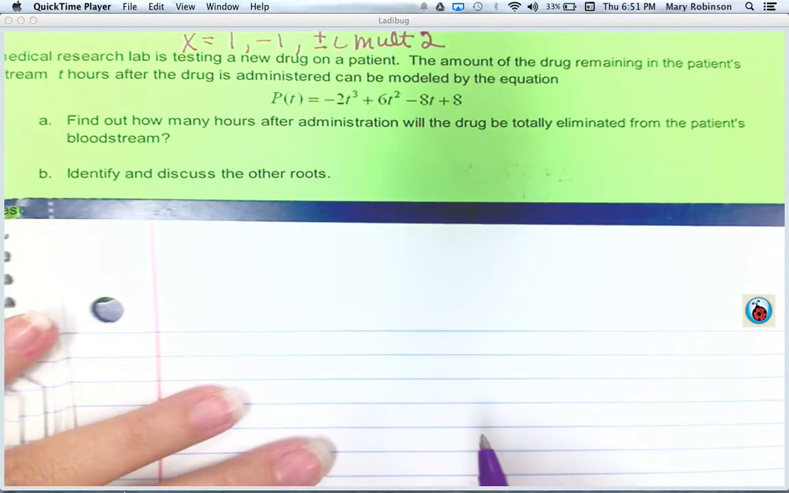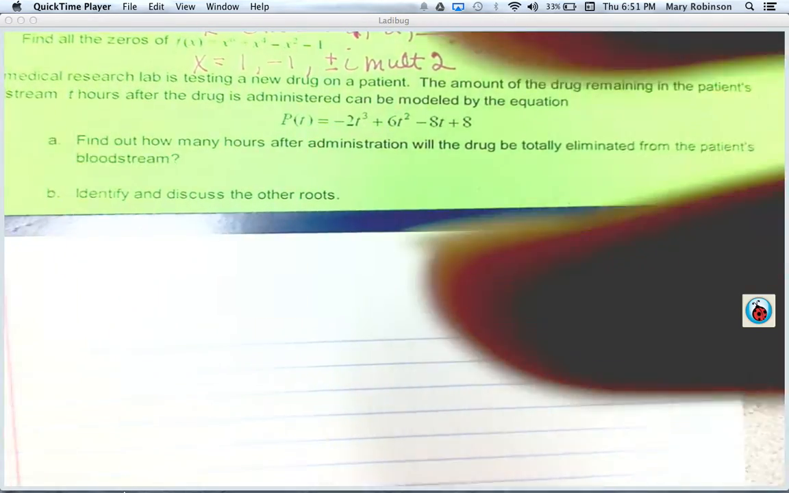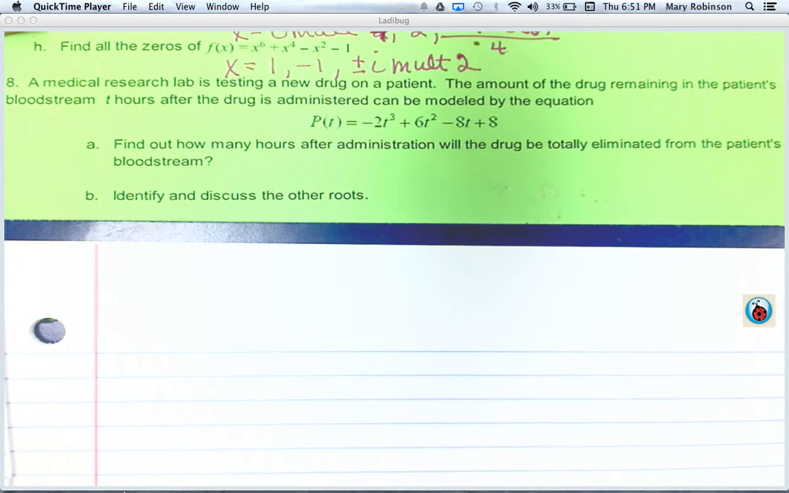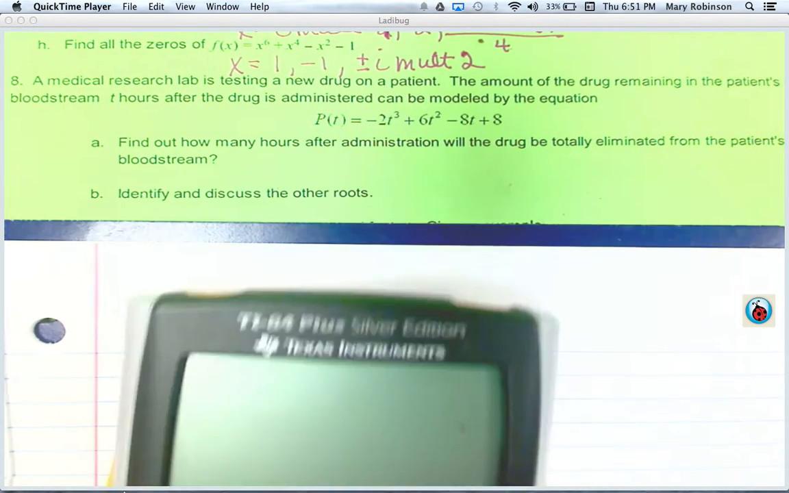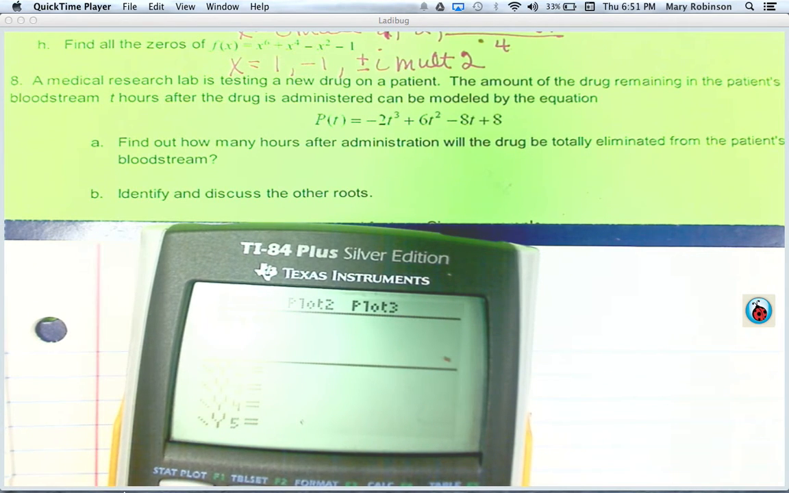All right, guys, problem 8. Problem 8 says the medical research lab is testing a new drug on a patient, and the amount of the drug remaining in the patient's bloodstream t hours after the drug is administered can be modeled by this equation. So the first thing we should do, of course, is type it in our calculators and get a good idea of what we're looking at.